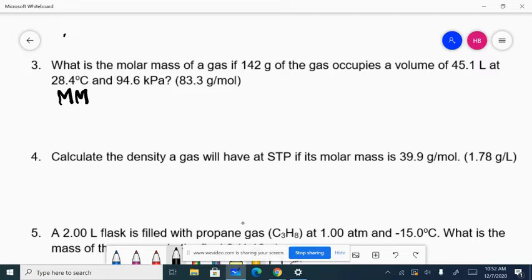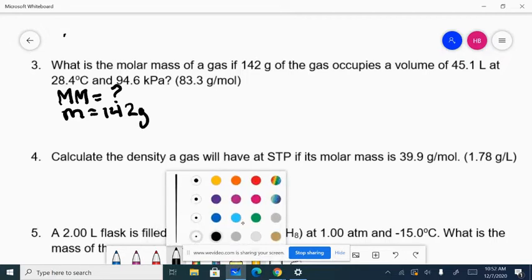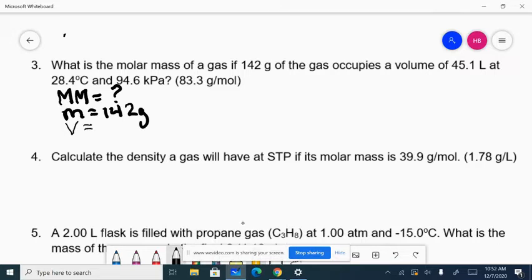So molar mass is what we're solving for of a gas if 142 grams of it occupies a volume of 45.1 liters at 28.4 degrees Celsius. I'm going to change this to Kelvin right away by adding 273.